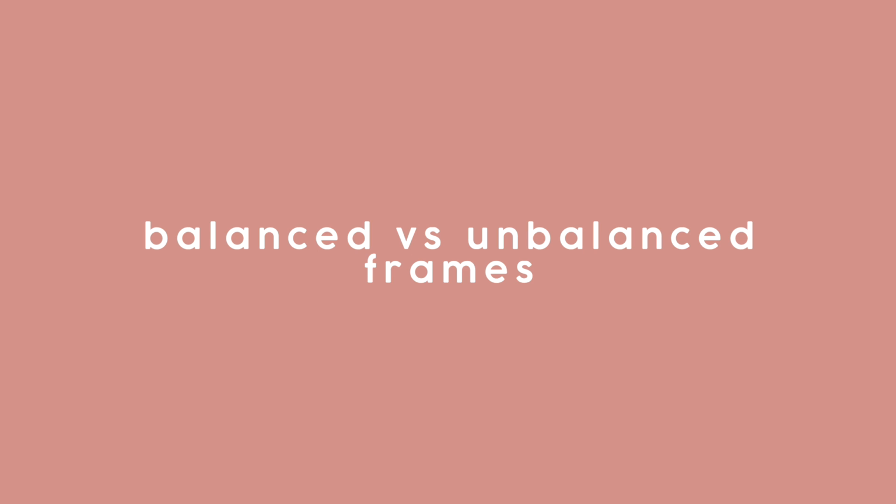Another important factor here is how the subject's relationship with the background is created. The background is just as important as the foreground, so choosing how to position your image according to these factors is really important. This brings me on to balanced and unbalanced frames and the difference between the two.